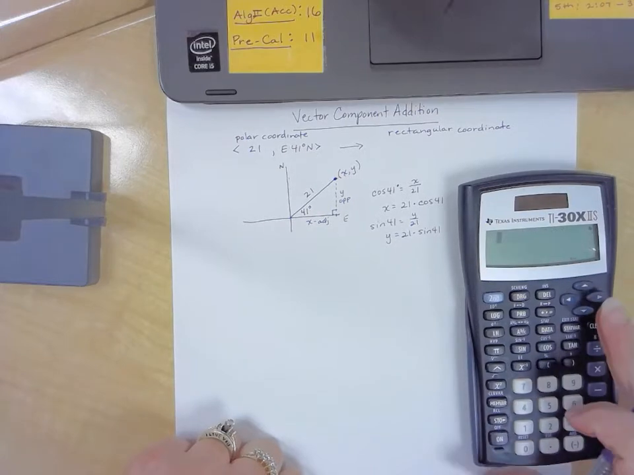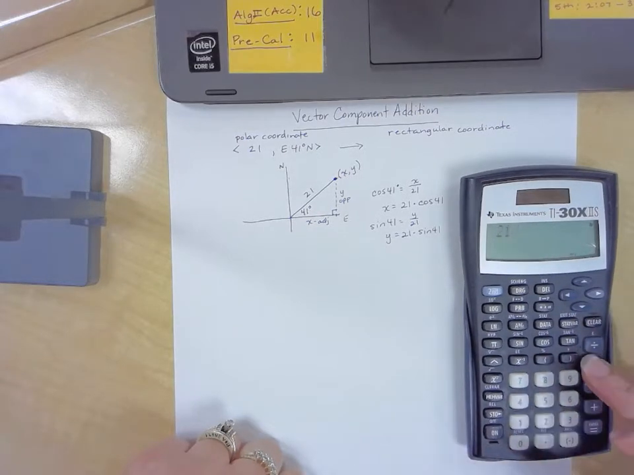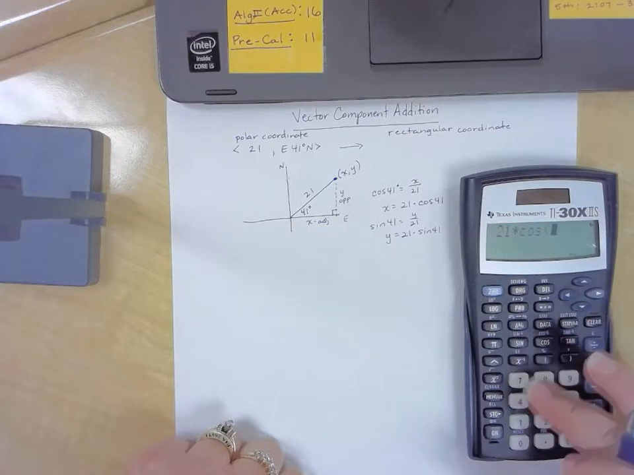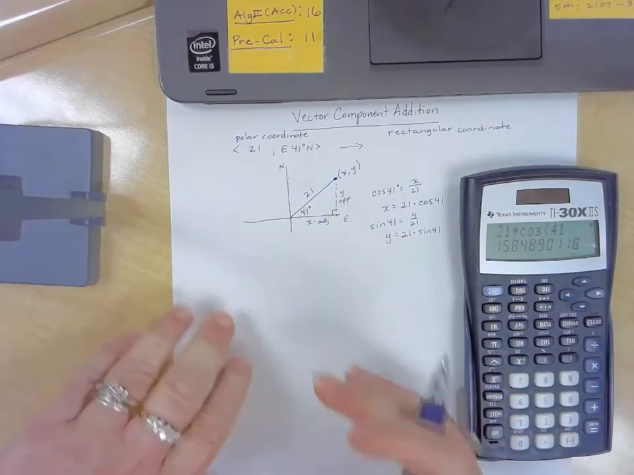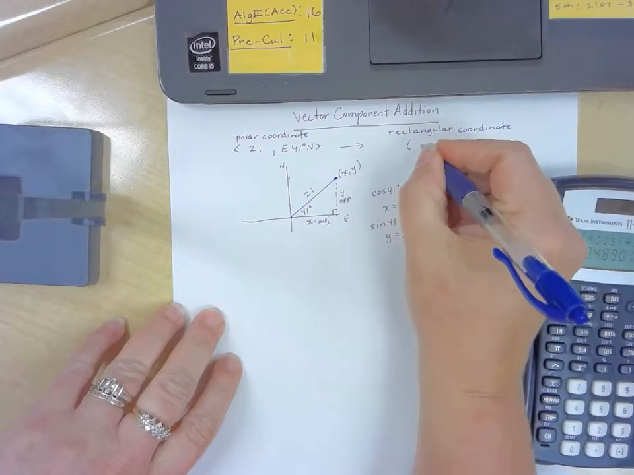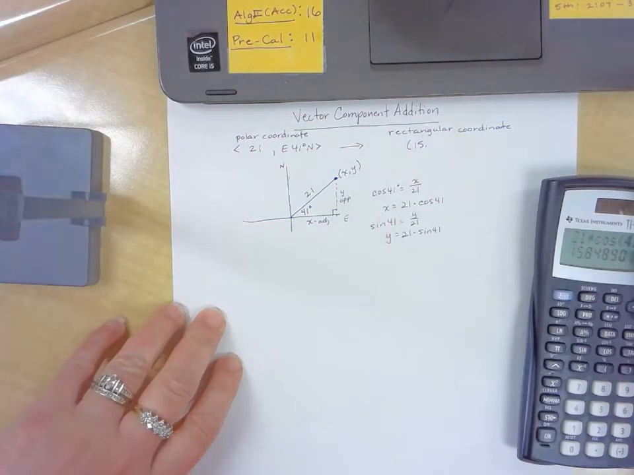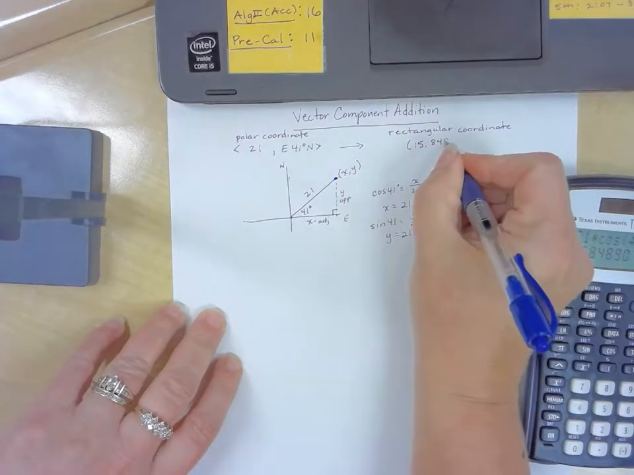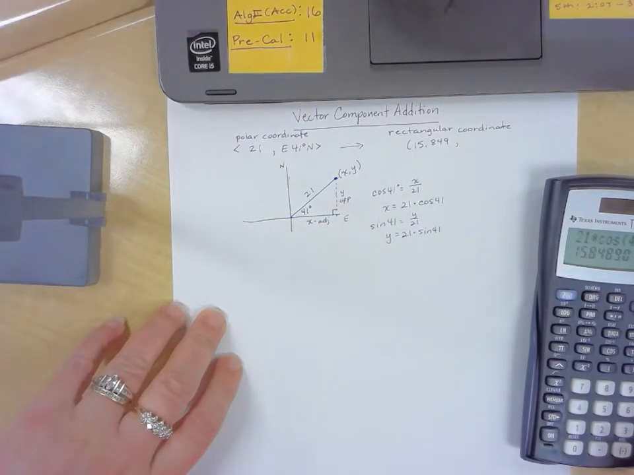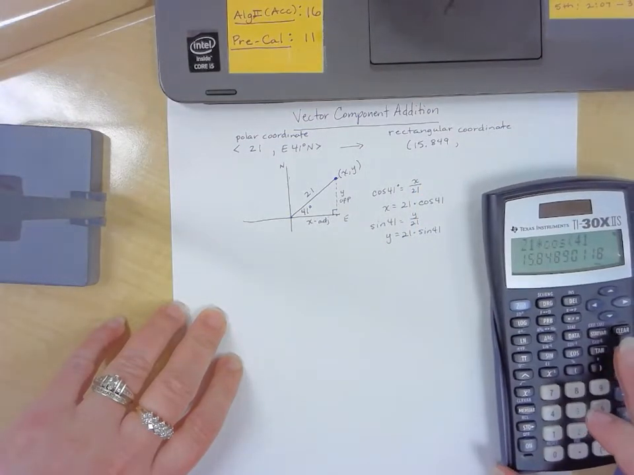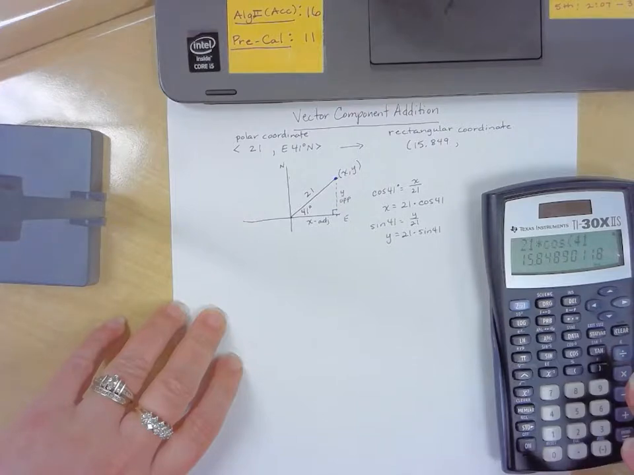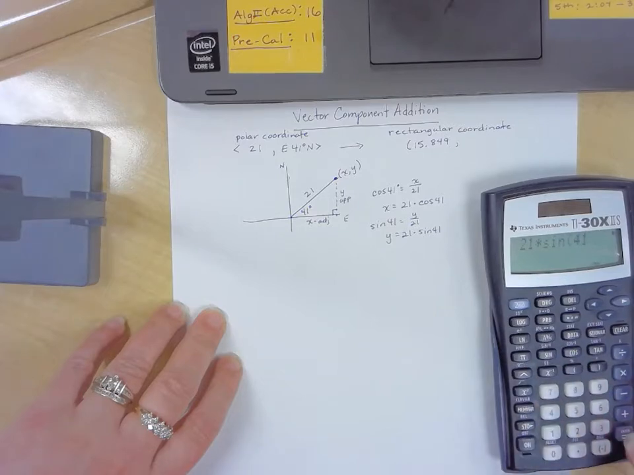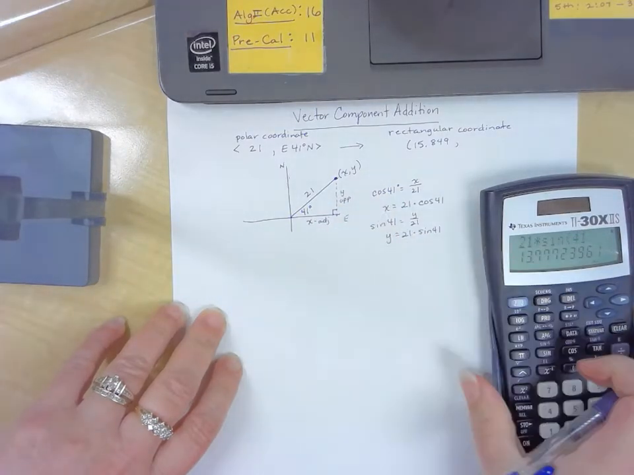type in those numbers, 21 times cosine of 41. My rectangular coordinate would be 15 point, and I want to take it at least 3 decimals, but in this case the 9 would round the 8 to a 9. So this is going to be 8, 4, 9. And then I'm going to find the y-coordinate. So 21 times the sine of 41. And then I get 13.777.